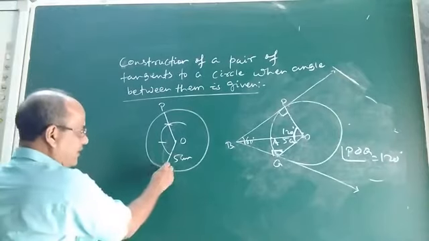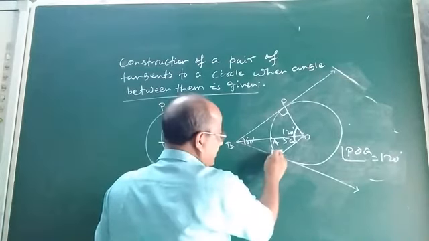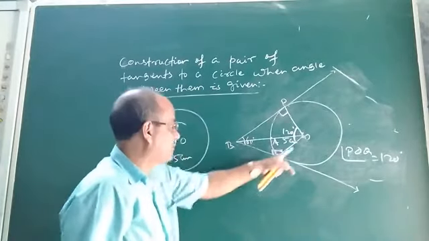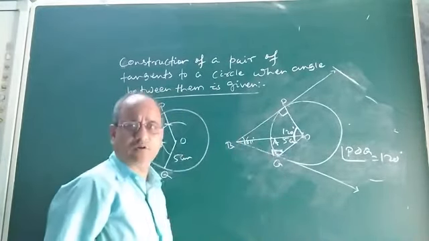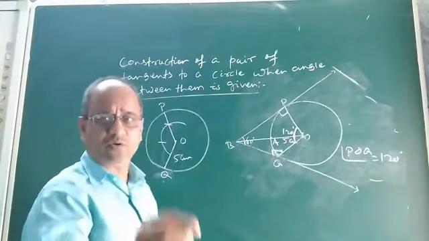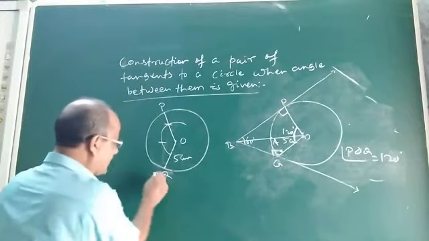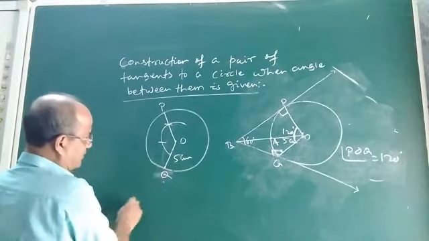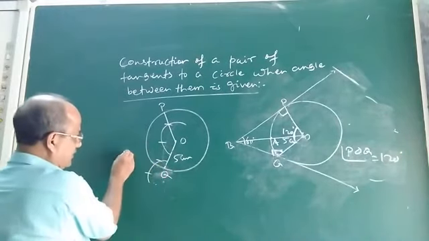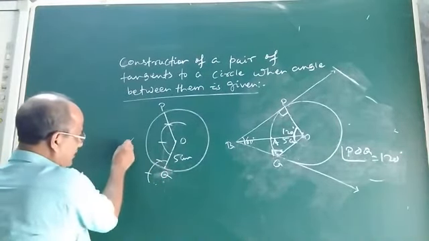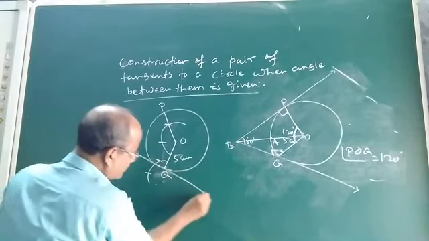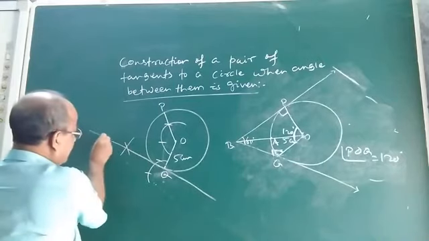See, then what is the measure of this angle? The measure of angle P is 90 degrees, the measure of angle Q is also 90 degrees, because BP and BQ are tangents and we are going to construct a pair of tangents. So for that, what you will do? Now you construct 90 degrees here to get the tangent. As you know, radius and tangent are what? Perpendicular.